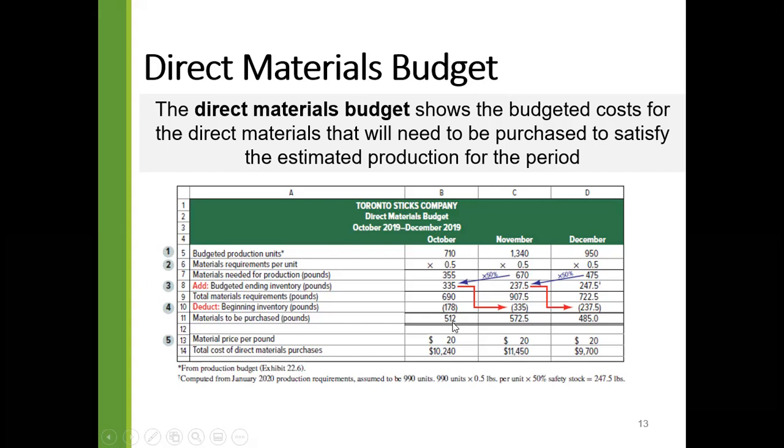Once we know our material units that need to be purchased, then we can just multiply it by the price per pound or price per unit to get the total cost of direct materials. Again, the calculations aren't too bad here. It's just remembering that we have to consider what we want to end with, because we don't want to completely stock out. We want to have some in safety stock. So not only what we want to end with, but what we want to begin with, right?